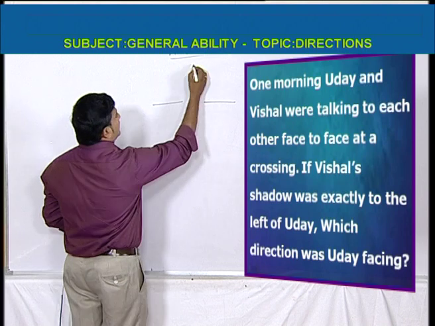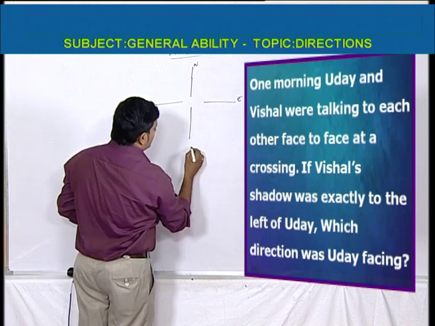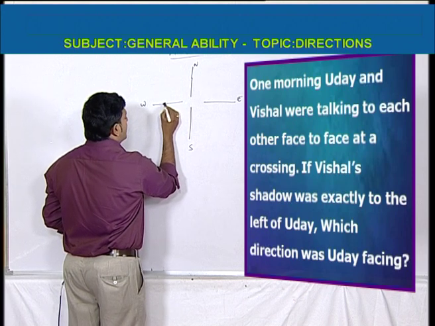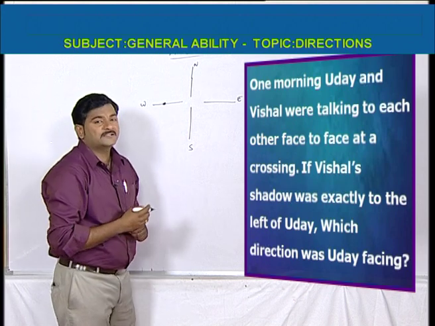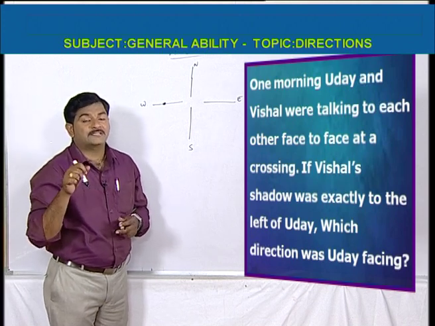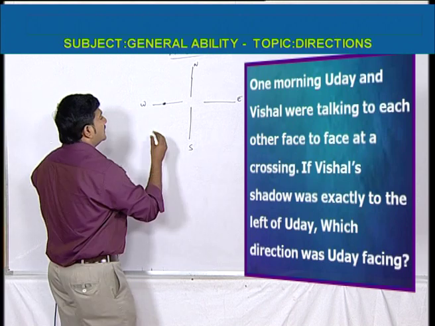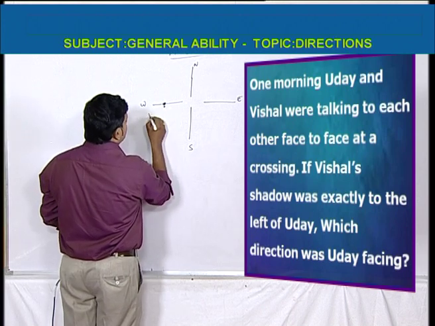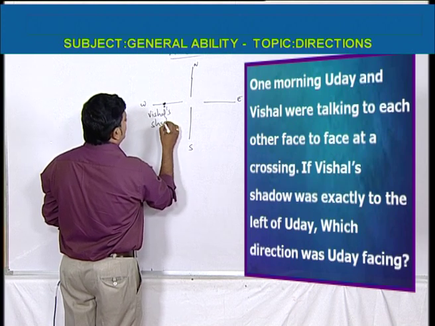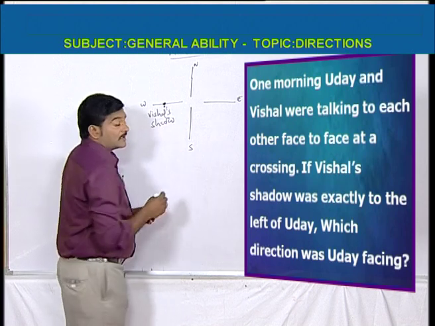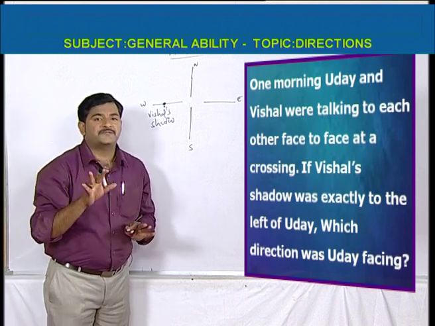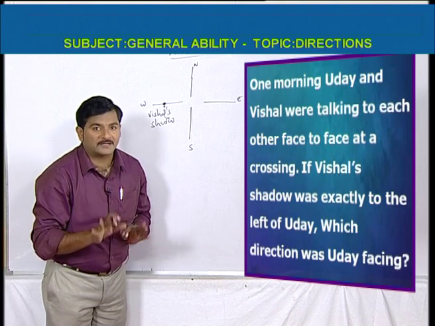So here are the north direction, east direction, south direction and west direction. Observe here, I am fixing the shadow. Whose shadow is this? This is Vishal's shadow, because you mentioned Vishal's shadow is exactly to the left of Uday. So this is Vishal's shadow. I hope you understood. So now how are they talking? They are talking to each other face to face. Rough verification: first we have to fix the shadow for this type of question.